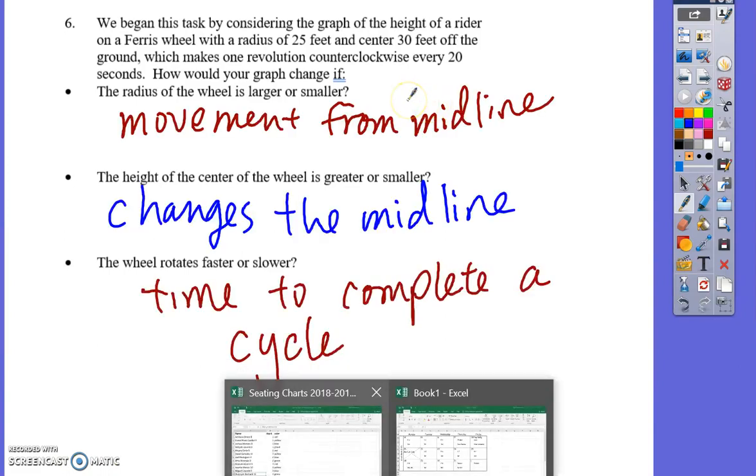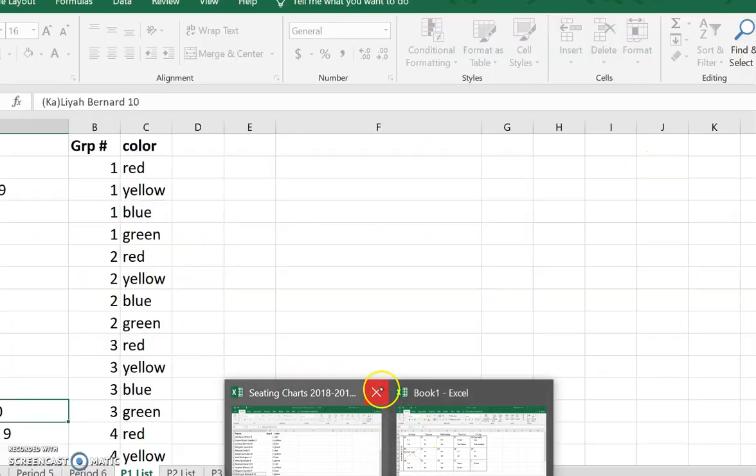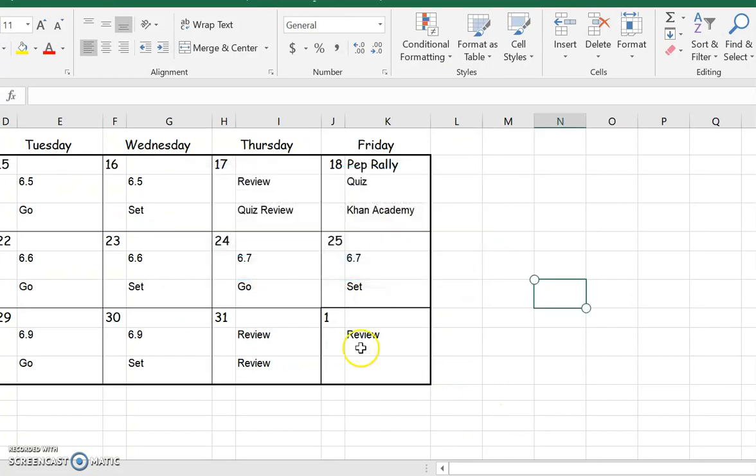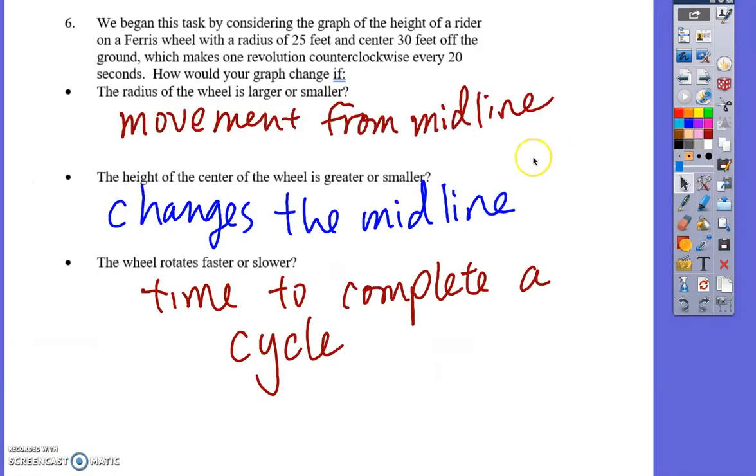Okay, so when the radius is larger or smaller, it's how far away we move from the midline. Those are the words we want to be thinking about here: how far away we're moving from the midline. Anyway, back we go. Changing the height of the center of the wheel changes the midline. So the height of the center of the wheel is the vertical shift. That's what I was going for here. I got distracted. So, vertical shift.